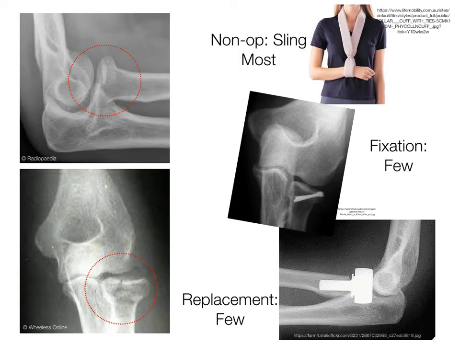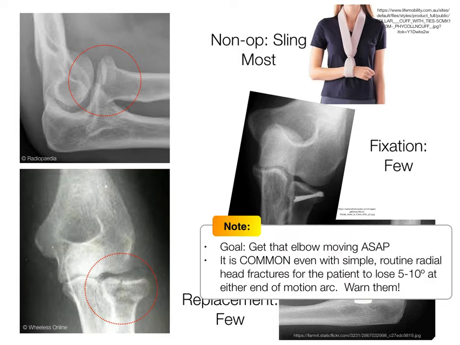These are a few example x-rays on the left here. Almost all of these can be treated with a sling, a few need internal fixation, and a few get replaced. It's common to lose a little bit of elbow extension, even with minimally displaced fractures. But unlike the other actors on this list, these do tend to be pretty benign most of the time.